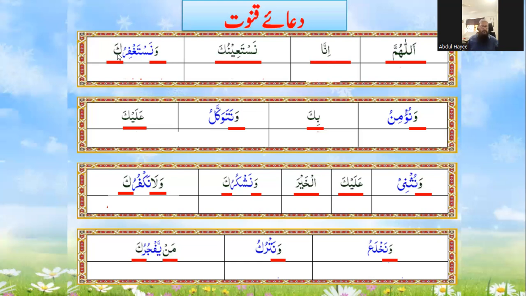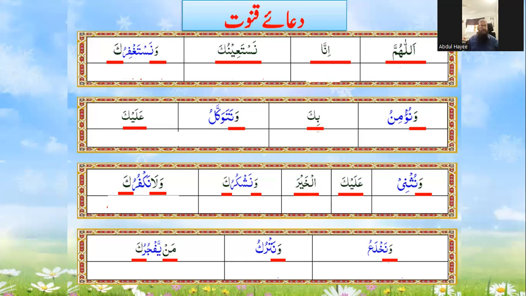But nastaghfiru, this is a new word. Wa nu'minu. Yes, wa is a known word to us, and this nu'minu is the new word. Bika is from the table: bihi, bihim, bika. It is from that table. Wa natawakkalu. Wa is known and natawakkalu is the new word. Alayka, again from the table: alayhi, alayhim, alayka. Bika comes from that. Wa nuthni, this nuthni is a new word, but wa we know the meaning. Alayka, again we know the complete meaning. Alayka, on you.